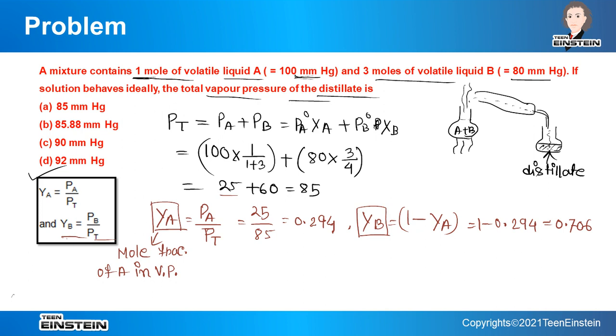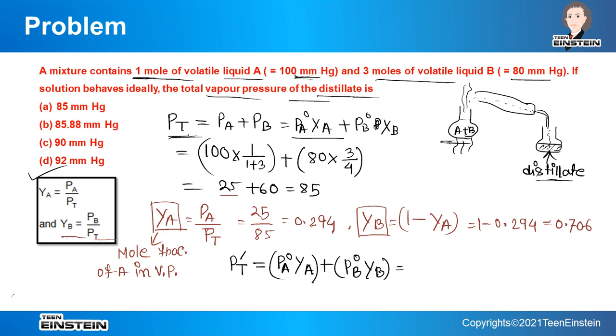Now the total vapor pressure in the distillate. Suppose it is PT prime, because the total vapor pressure that we considered previously was PT, so we cannot write PT, because PT and PT prime are not the same. That was the vapor pressure of the original mixture, but this is the vapor pressure of the liquid we are getting after distillation, that is the distillate. Now PT prime is equal to PA naught multiplied by YA. Try to understand the difference. Here PT is basically PA naught into XA, but here it is PA naught into YA plus PB naught into YB.